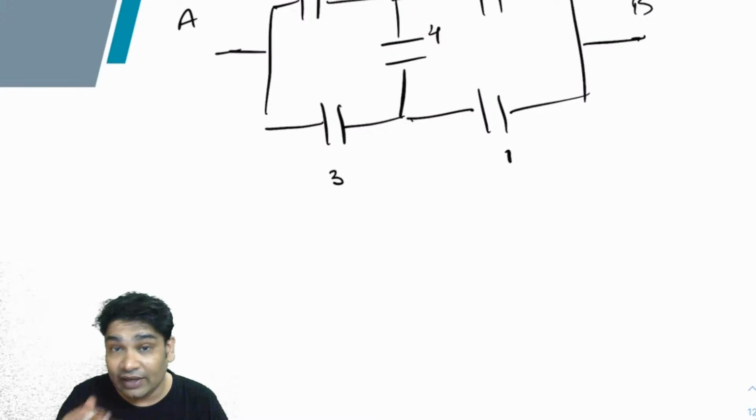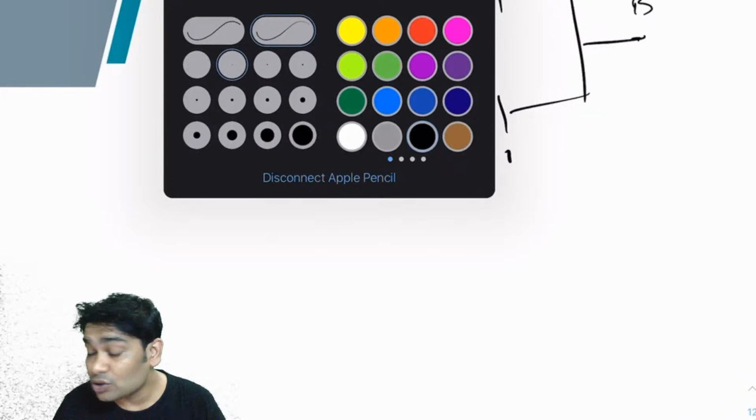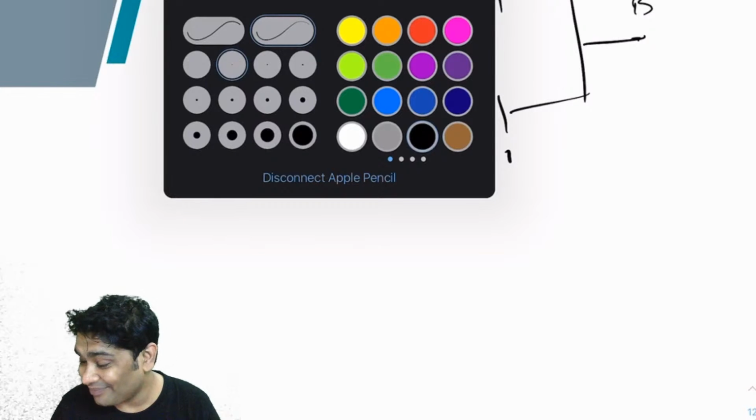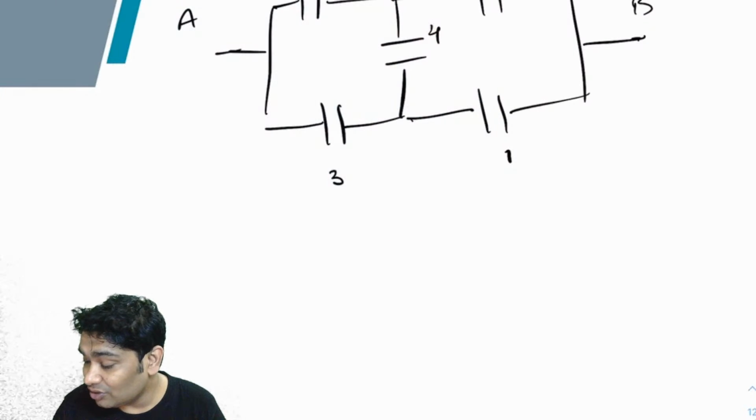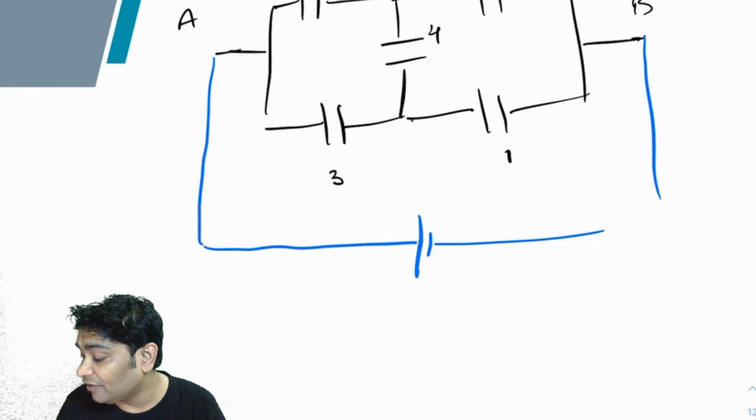First of all, we will connect an imaginary battery to it to complete a circuit so that we can apply loop laws. So let's do that. I am adding an imaginary battery to it of volt V.